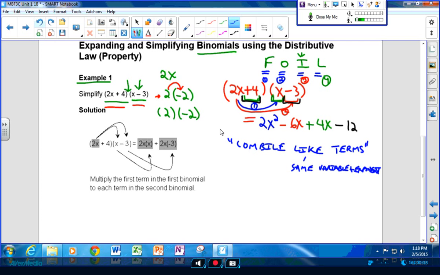Okay, you can't read that. It says exponent. And plus, or they're constants. Okay, so numbers. Okay, that's like terms.